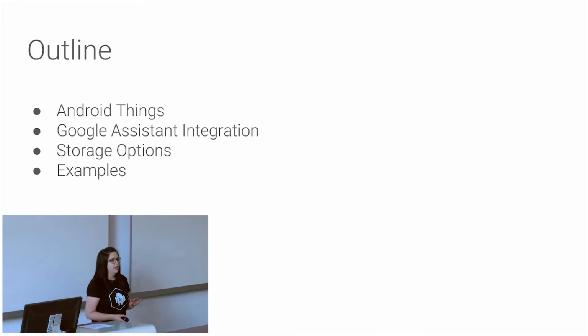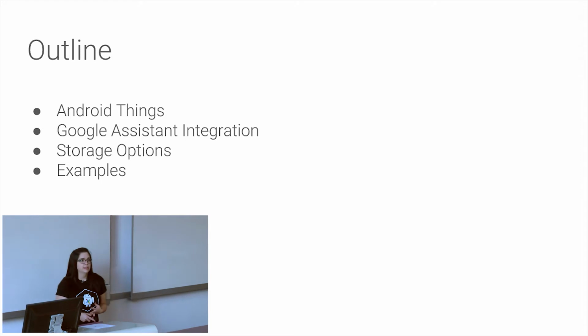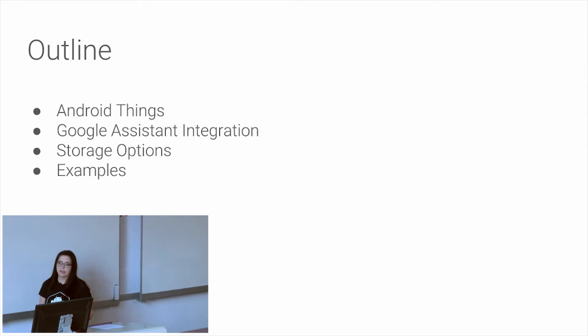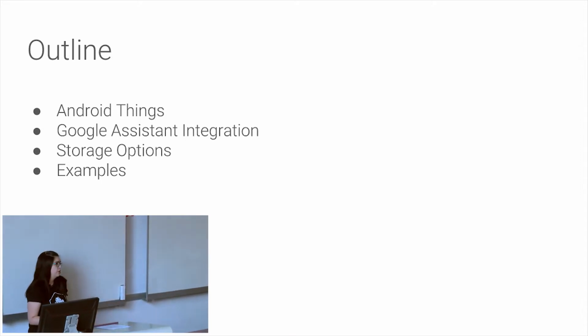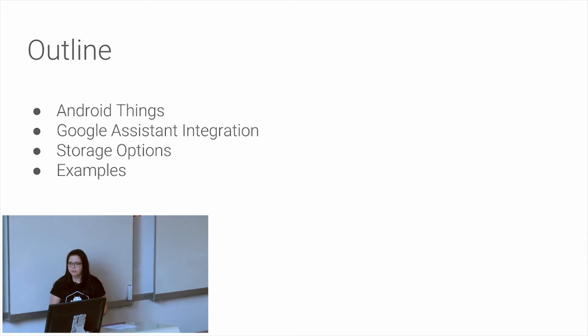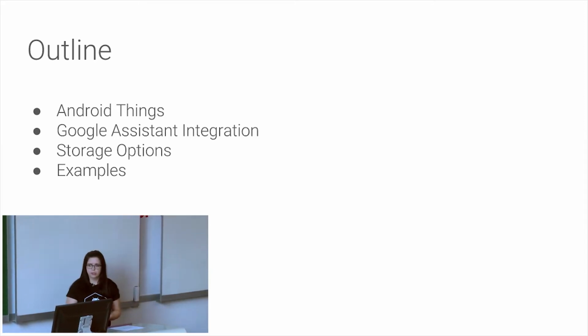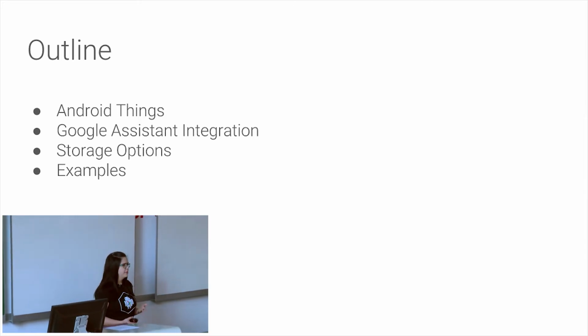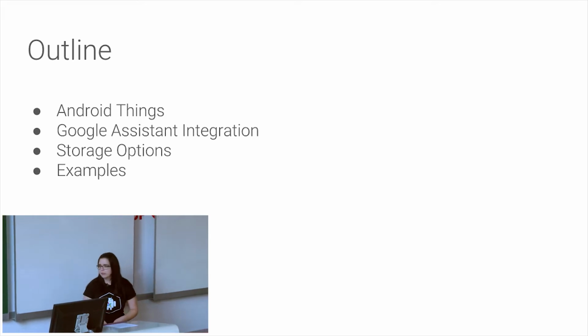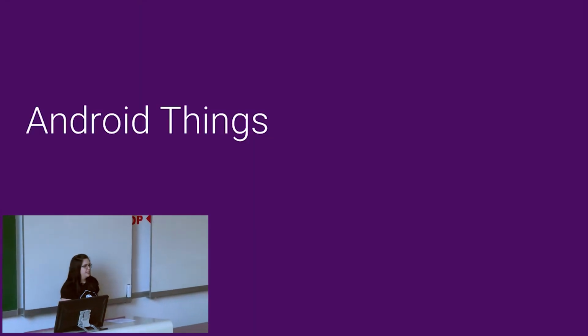So today we're going to have a look at 4 different things. We're first going to have a look at Android Things and what it is. Then we're going to have a look at the Google Assistant, so how you can use the Google Assistant with Android Things or just the Google Assistant Smart Home. Then we'll have a look at a couple of different storage options for IoT or just in general. And then we'll have a look at some examples using some of the cool stuff that people have built online using Android Things.